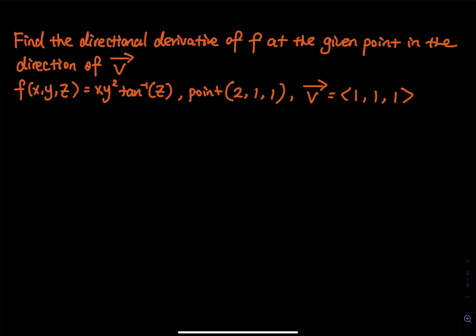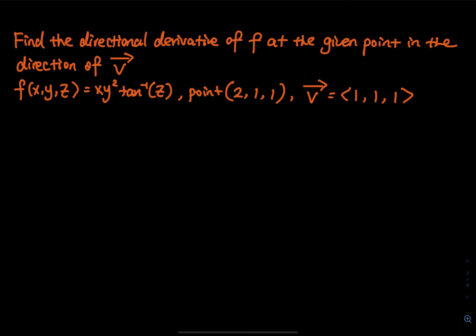Find the directional derivative of function f at the given point in the direction of vector v. This function is f of x, y, z, so this will be four-dimensional because x, y, and z are all independent variables, equals xy squared times inverse tangent of z. This can be set equal to another dependent variable, usually we call that w. This point is clearly in the domain of the function, and then the vector, we are moving in this direction.